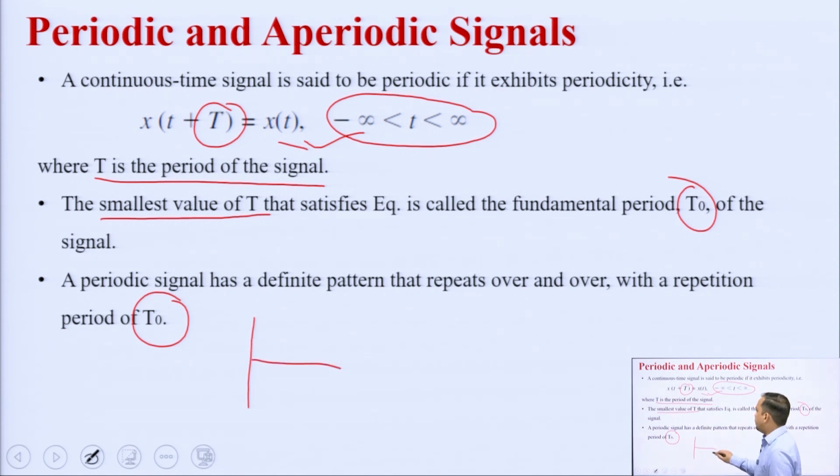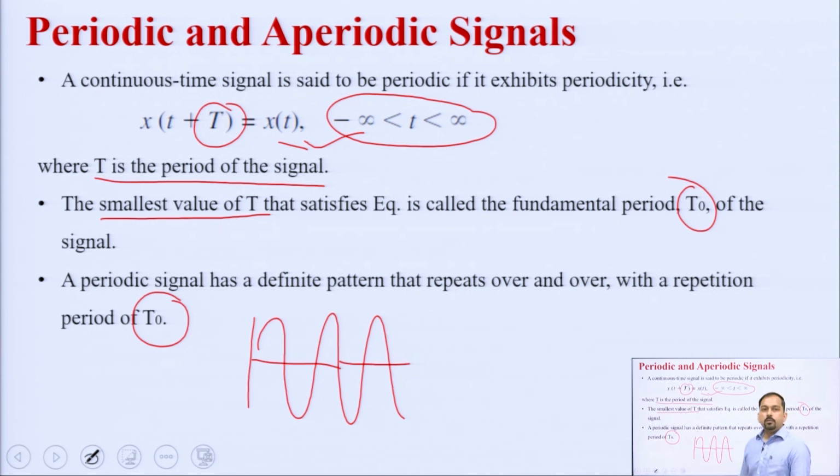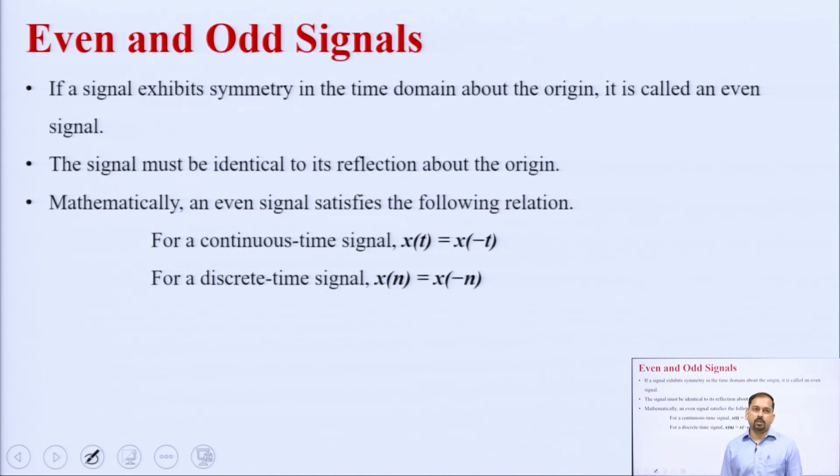Like, say we have the example of a sine wave, sine 2 pi t, let us say. So what happens? The signal repeats after a fundamental period of, let us say, 2 pi. So it repeats itself. Next classification is the even and odd signal.